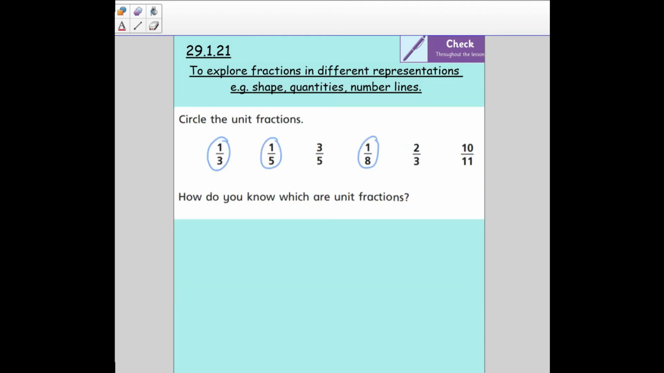This one, you needed to circle the unit fractions. So you've got 1/3, 1/5 and 1/8. And you know they're unit fractions because they have 1 in the numerator.